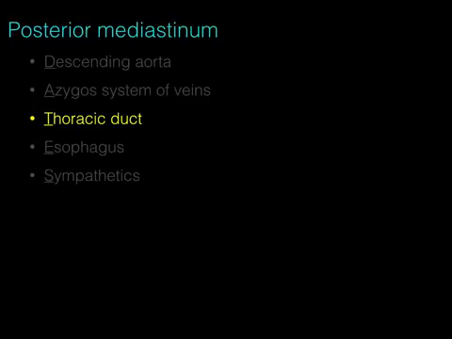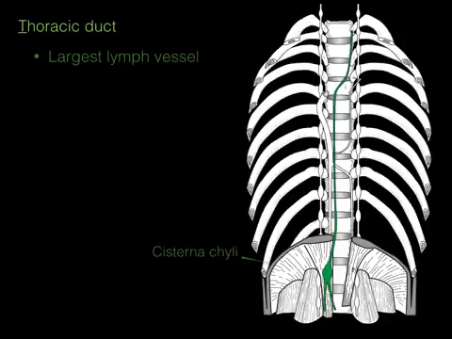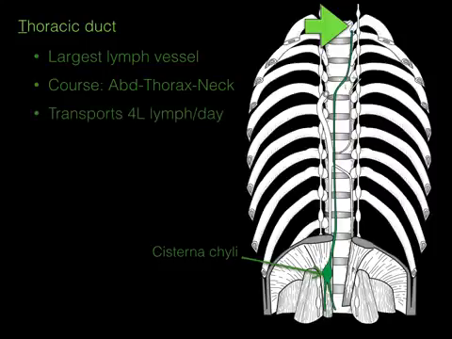All right, now let's talk about the thoracic lymphatic duct and turn that green because it's the largest lymphatic vessel in the body. It arises from the cisterna chyli, and then it's going to course from the abdominal into the thoracic into the neck region. And the thoracic lymphatic duct transports about 4 liters of lymph per day.